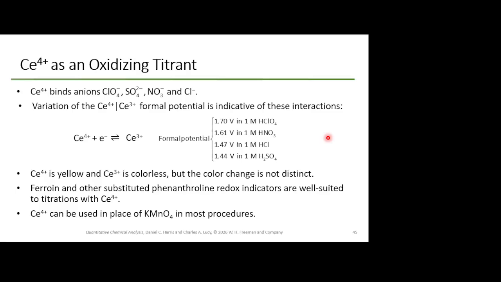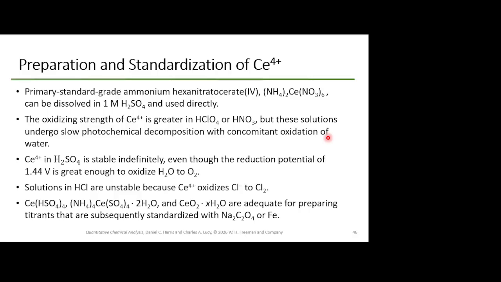The ferroin and other substituted phenanthroline redox indicators are going to be well suited to titrations with cesium 4 plus. Cesium 4 plus can be used in place of potassium permanganate in most procedures. There are some where it will not be suitable, but in most procedures it can.